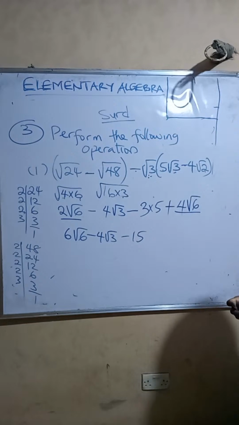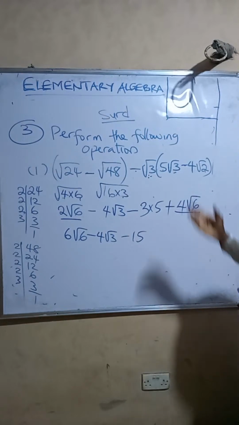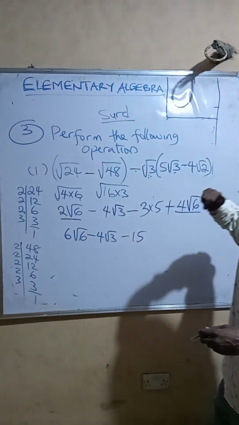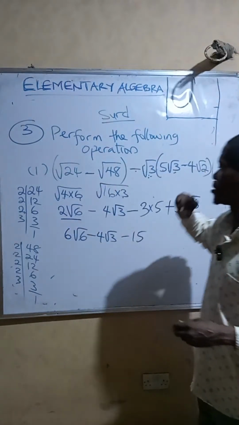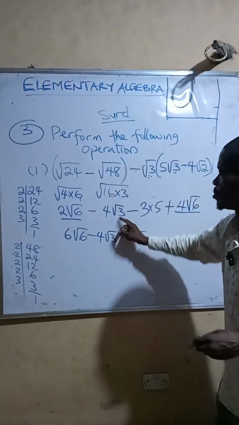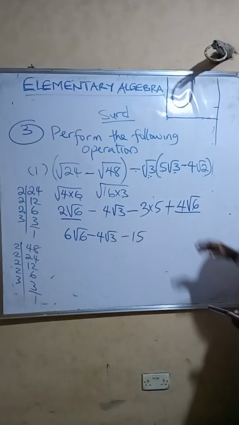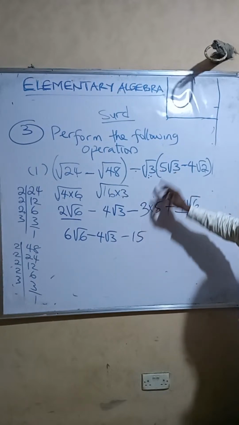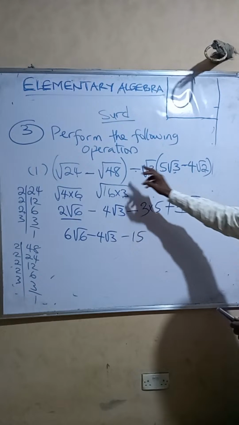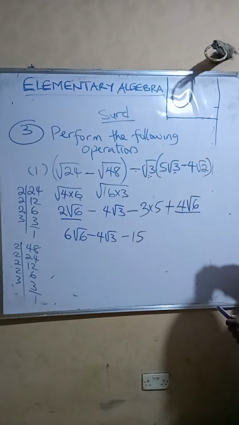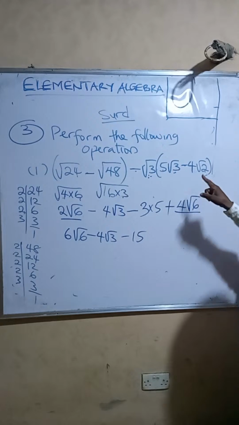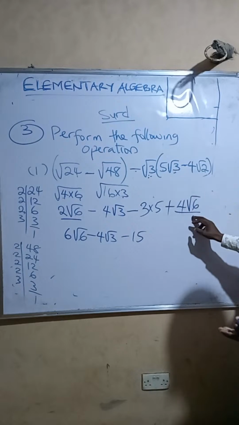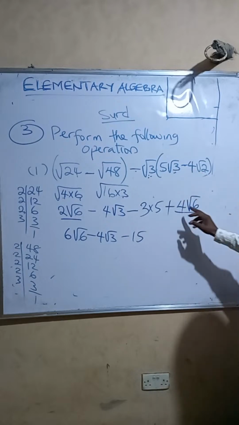We can go further. Let me quickly recap what really happened in this case. Root 24 is 2 root 6. Root 48 is what? 4 root 3. Open the brackets. Here also do the expansion. Root 3 times root 3, that's 3 times 5, that's minus 15. Minus times minus, that's plus. And then root 3 times root 2. The square roots, we multiply them together. That's root 6 and then 4.